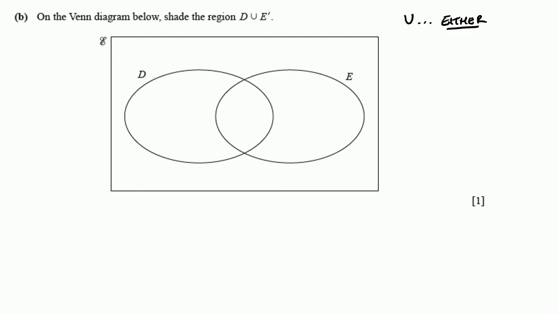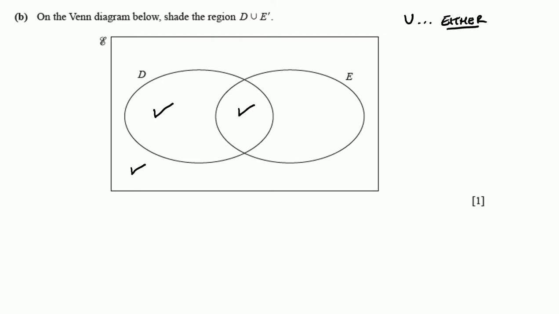those conditions. So this outer region over here satisfies the condition that it's not in E. This one over here satisfies both conditions, because it's in D and it's not in E. Over here, this one fails the condition that it's not in E, but it passes the condition that it's in D. As long as I pass either one, I'm fine.